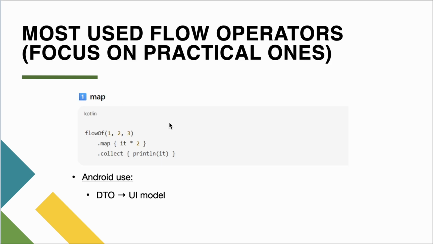Now, the next topic is the most used flow operators. As I mentioned on the last slide, these are the different kinds of operators that you can use in any of your use cases. For example, map. How do we use it? It would be flow of 1, 2, 3, a list of data, and then you do the mapping. You get the data that you receive from the flow, and you multiply it by 2, and then you collect the data and print it.